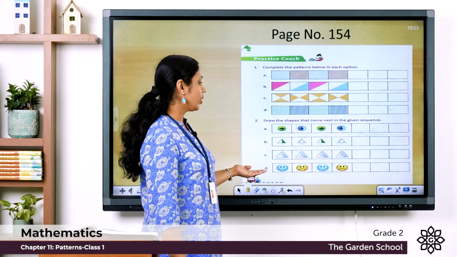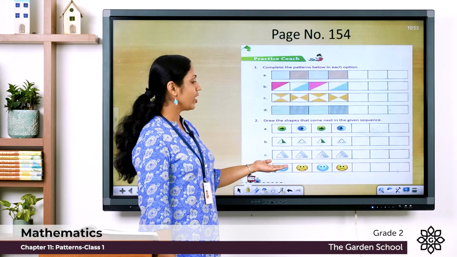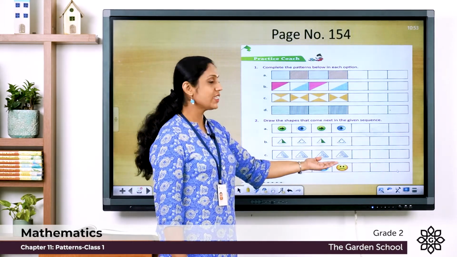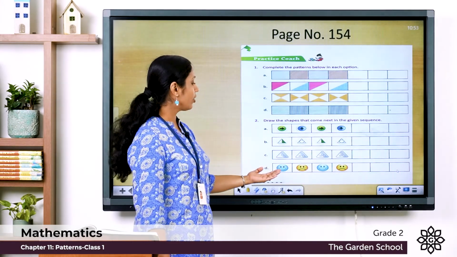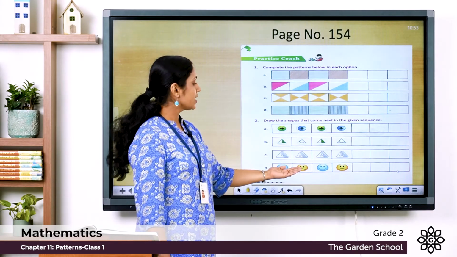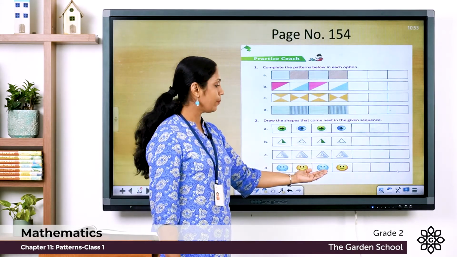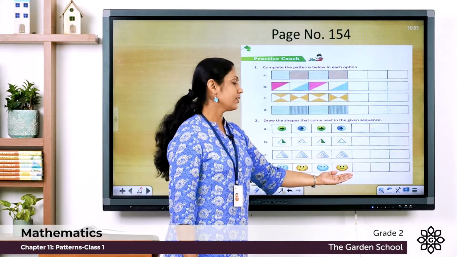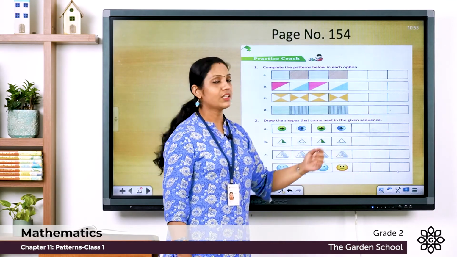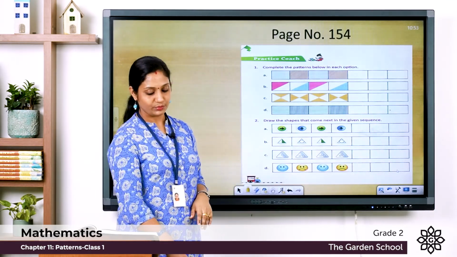And the last one you can see a smiley. Happy face, sad face. Happy face, sad face. And look at the color of the happy face. It is blue. Sad face is yellow color. Again happy face is blue color. Sad face is yellow color. So complete the sequence also accordingly.